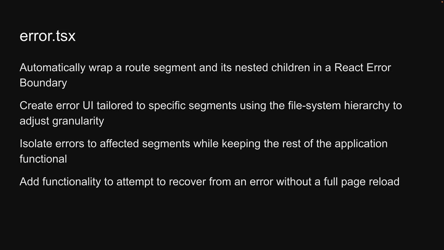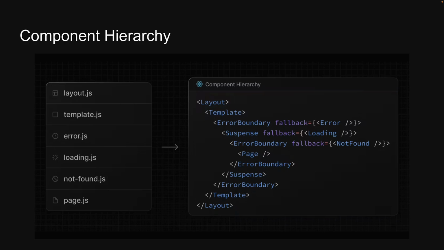Now that we have identified all the special files in the new app router, here is an image from the documentation that shows the component hierarchy for all the special files in a given folder. From the top, we have the layout component followed by the template component. Next, we have an error boundary component from error.tsx, which handles runtime errors. After that, we have a suspense boundary from loading.tsx. Another error boundary component from notfound.tsx, which handles the scenario when a resource is not found. And finally, we have the page component.